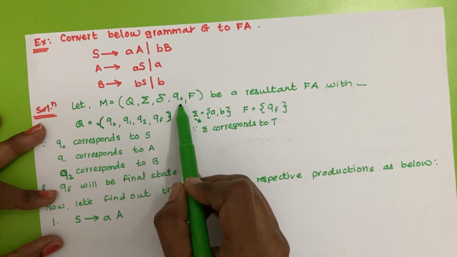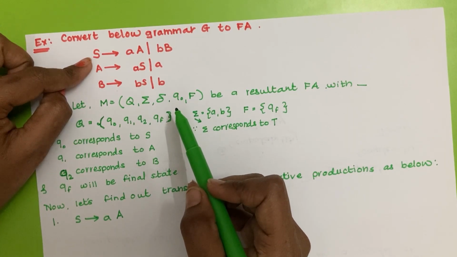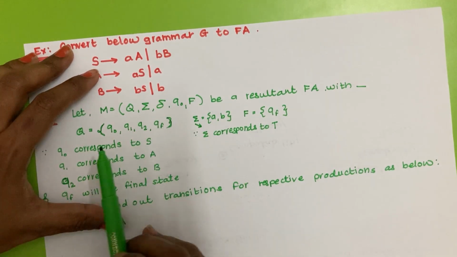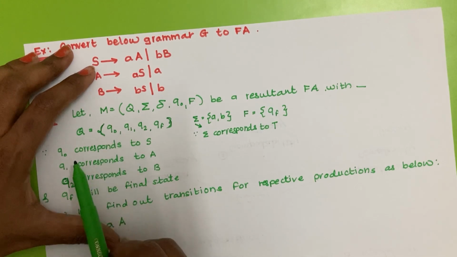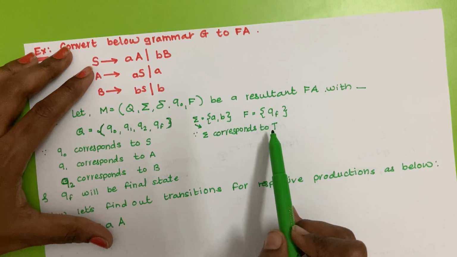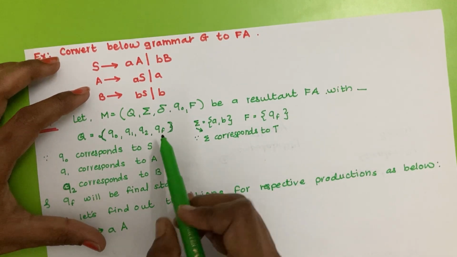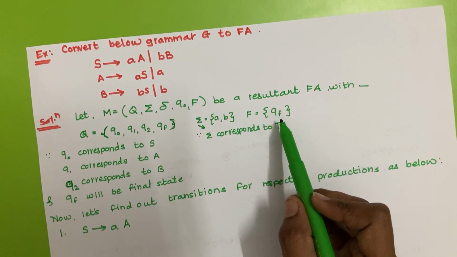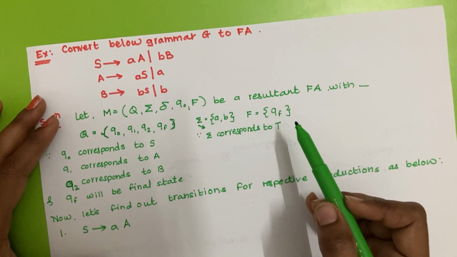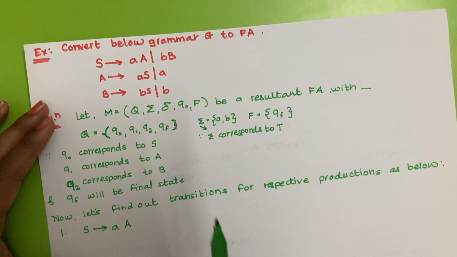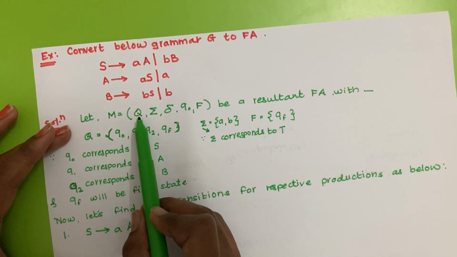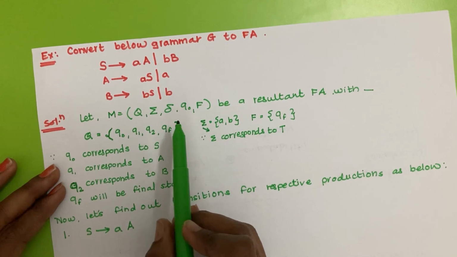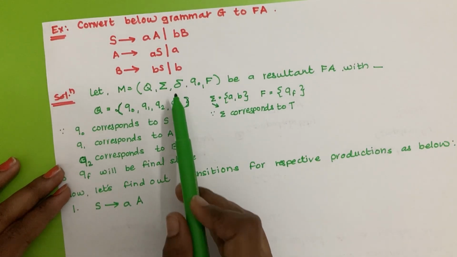Then next is Q0, that is the initial state. In the case of regular grammar, the start symbol corresponds to the initial state. Here S will act as the start symbol. That's why the Q0 state corresponds to S, and Q0 will act as the initial state in the resultant finite automata. Then we have set F, and we have considered an explicit final state, that is QF, and that will be the single final state in the resultant finite automata. Now we have got 4 tuples of the resultant finite automata, and only one tuple, delta, is remaining.